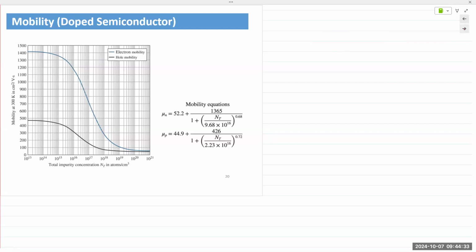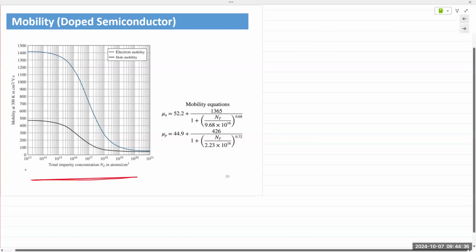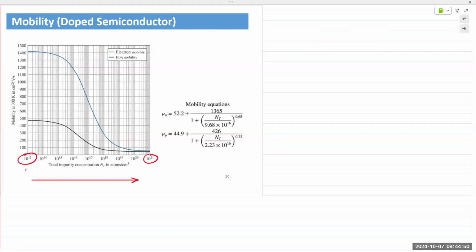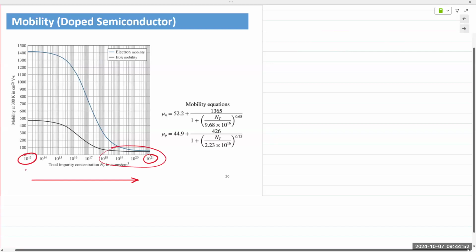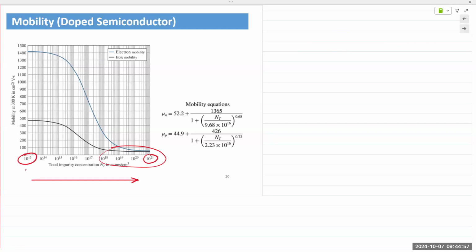So this is a chart, starting from the left, going towards the right. On the x-axis, you have the impurity concentration increasing, starting from 10 raised to 13, going all the way to 10 raised to 21. And right around here, you actually see the mobility being lowered drastically. It's just because of the number of atoms that are introduced in the lattice structure. The electrons and the holes cannot move around as freely as before.